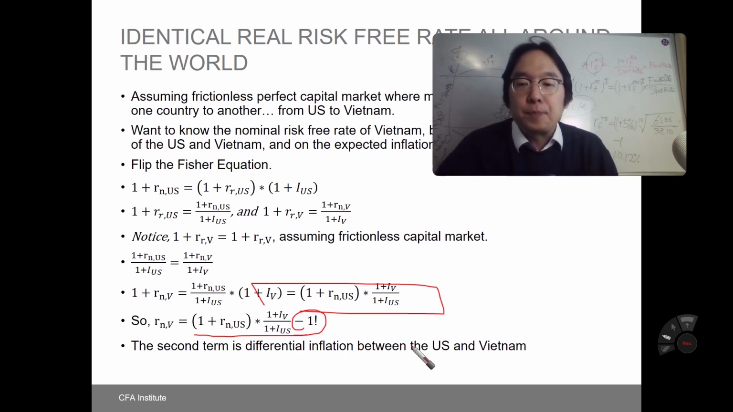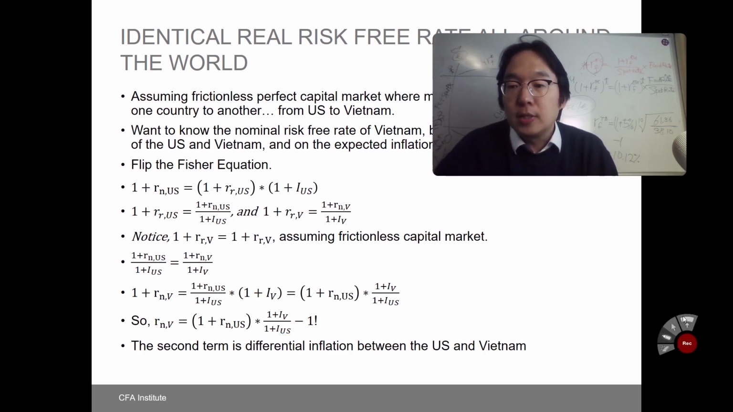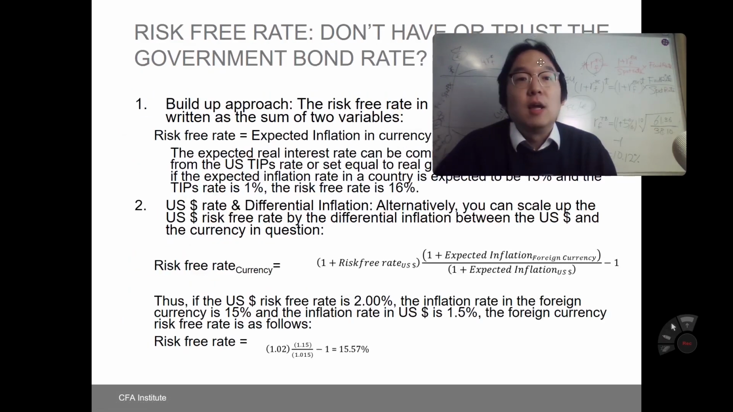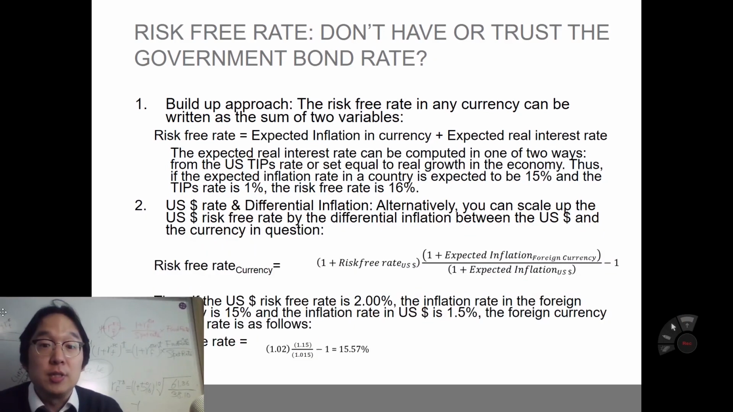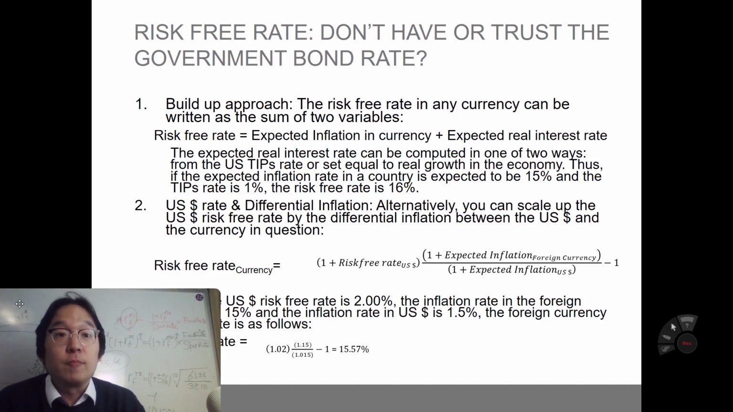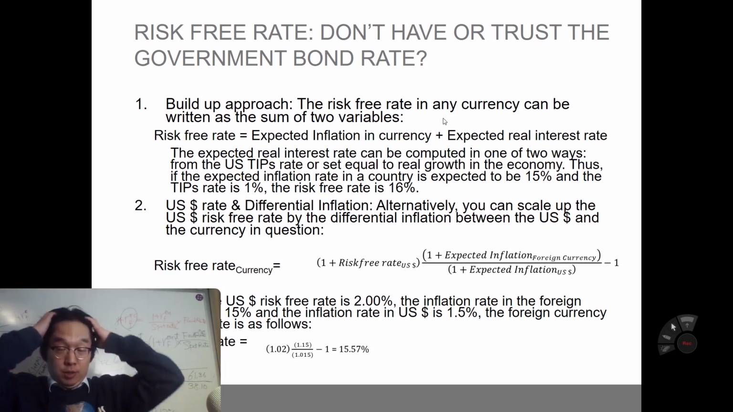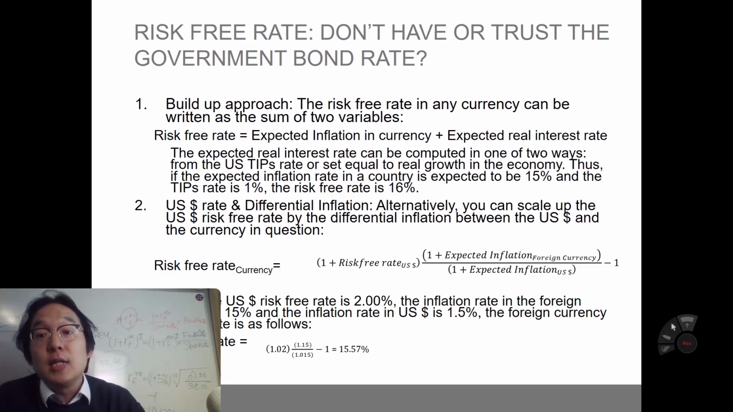Next, if you don't have or don't trust the government bond rate, the build-up approach is there for you. In the build-up approach, the risk-free rate in any currency can be written as the sum of two variables: expected inflation rate and expected real interest rate. The expected real interest rate can be computed in one of two ways: from the US TIPS rate, or set equal to real growth in the economy. Thus, if the expected inflation rate in a country is 15% and the TIPS rate is 1%, the risk-free rate of your currency would be 16%, the summation of the two.